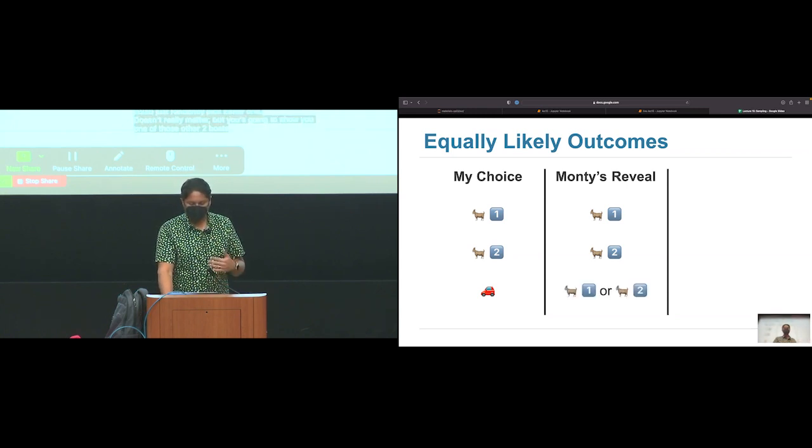But basically in the first case, if you chose the first goat, he has to show you the second goat. That's his only option, which means if you switch, the choice is the car. And if you chose the second goat, he has to show you the first goat, and again, the other choice is the car. It's only if you picked the car the first time that switching is definitely going to be bad for you.